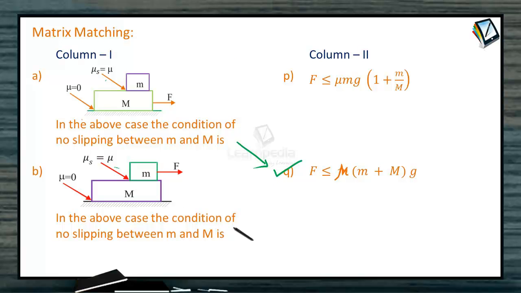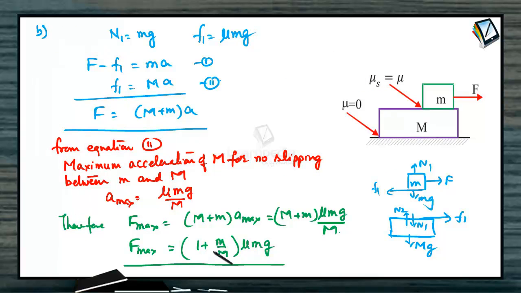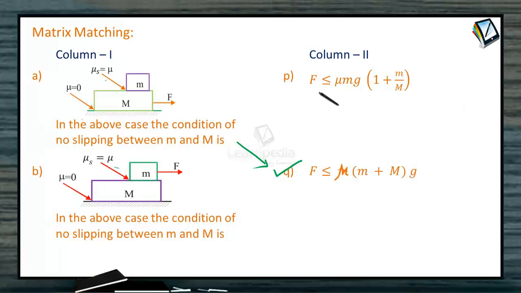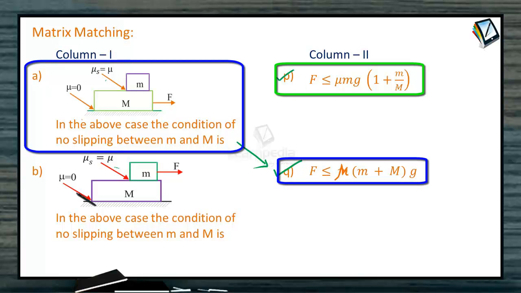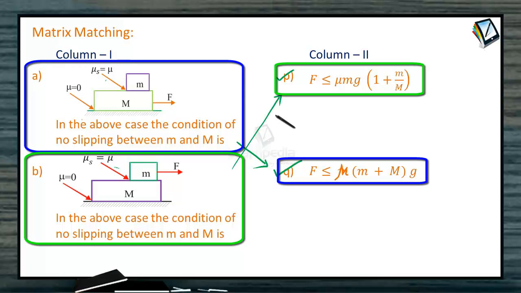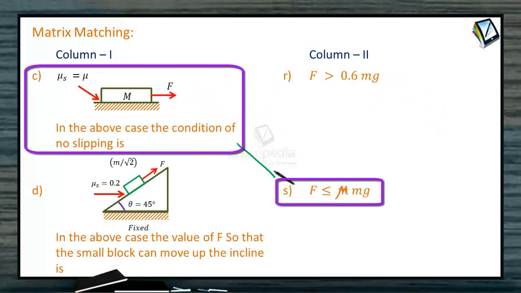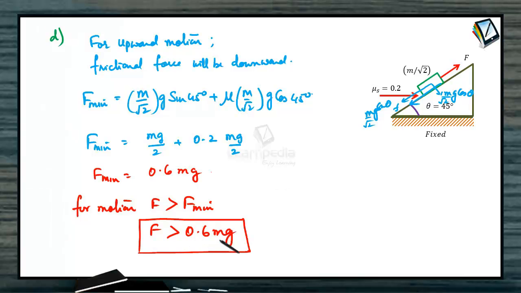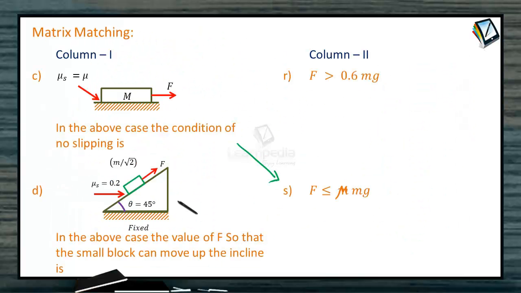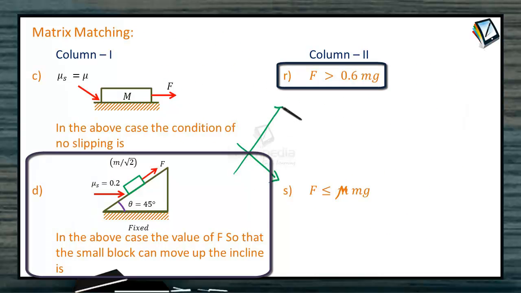Similarly for B, in the above case, the condition for no slipping between small m and capital M. We got force maximum as 1 plus m by capital M, mu mg. So F is less than or equal to mu mg into 1 plus m by capital M. So correct option will be P. So for A it is Q, for B it is P. Similarly for C, condition for no slipping, F less than or equal to mu mg. So C option is S. And D option, greater than 0.6 times mg.